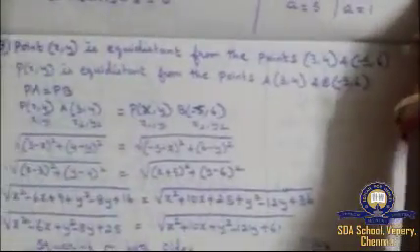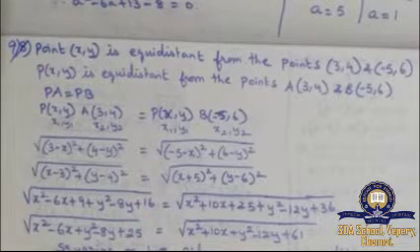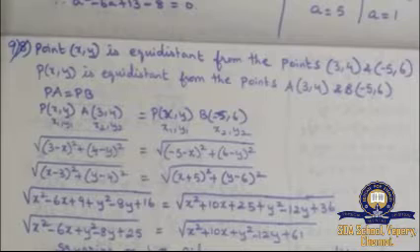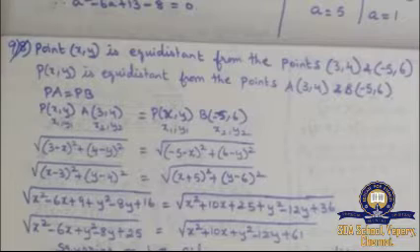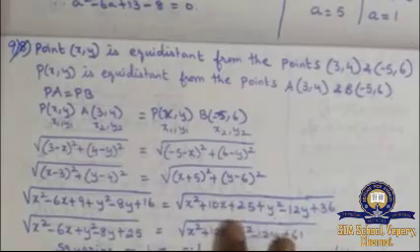Next, sorry I have written 8. So 9th question, it is not 8th question. 9th question, the point x comma y is equidistant from the points 3 comma 4 and minus 5 comma 6. Find the relation between. They are asking us to find out a relation. That means that they are asking us to find an equation type.